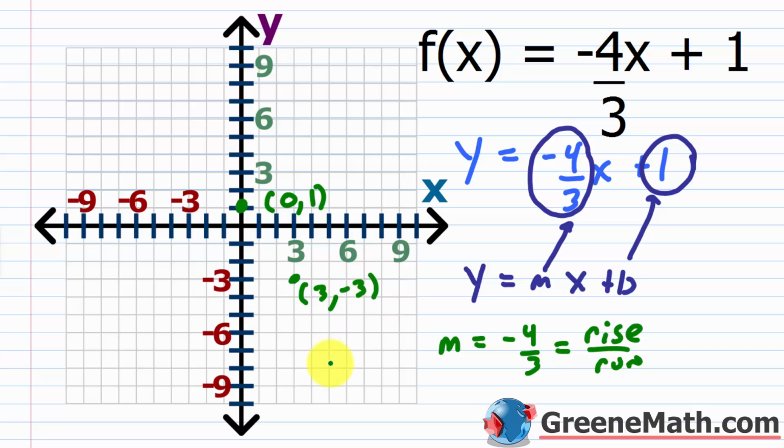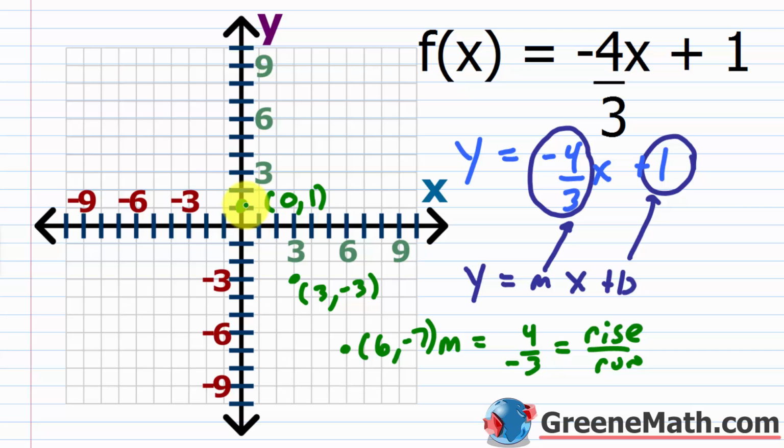And then you can do this again if you want. So you can go down 4, 1, 2, 3, 4. To the right, 1, 2, 3. So you can put a point there. That's going to be at 6, -7. And you can also reverse this. Remember, if I have a negative over a positive, it's the same as a positive over a negative.